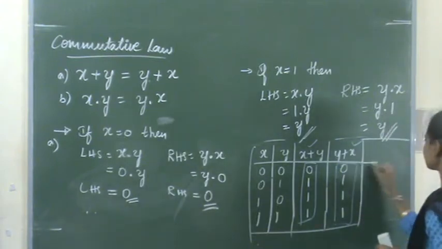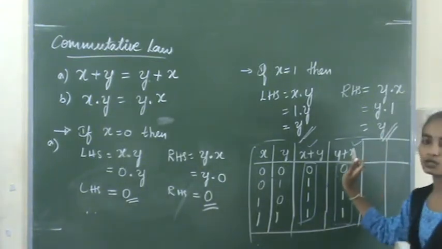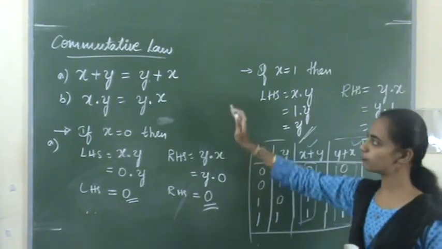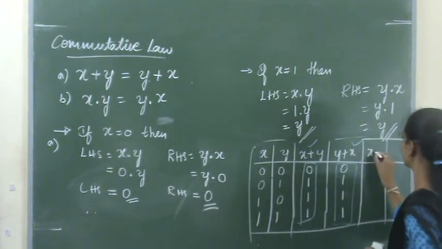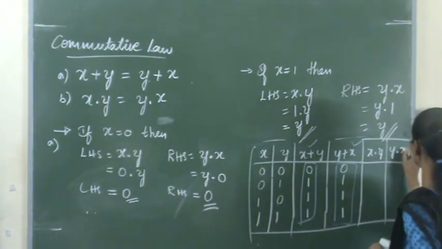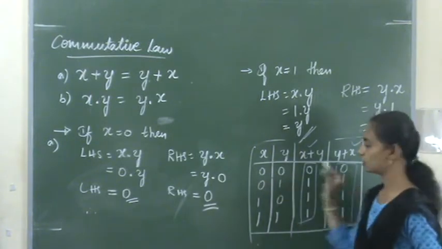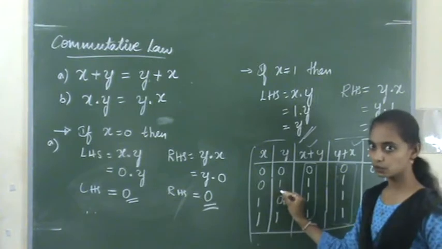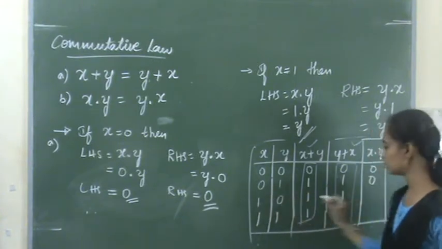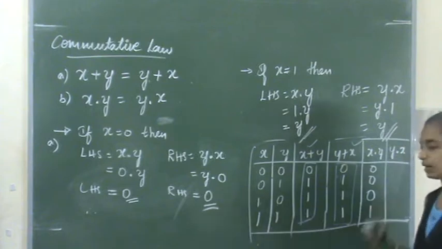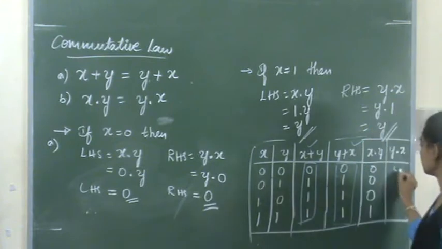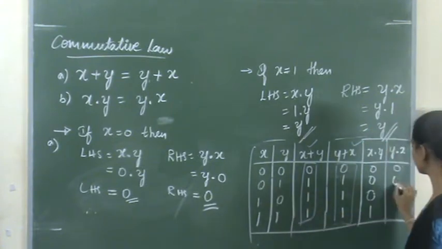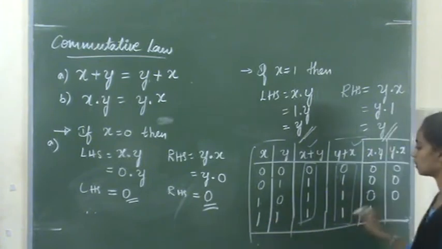So I am writing here. You have to write a separate truth table for each and every theorem. Okay. So now multiply x into y. 0 into 0 we get 0. 0 into 1 is 0. 1 into 0 is 0. 1 into 1 is 1, right? Now we have to perform y into x. 0 into 0 is 0. 1 into 0 is 0. 0 into 1 is also 0. 1 into 1 we get the result as 1.